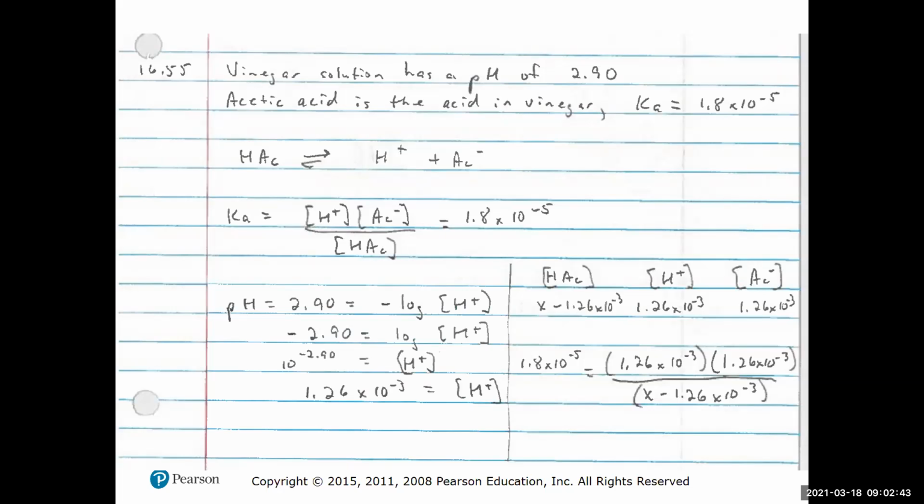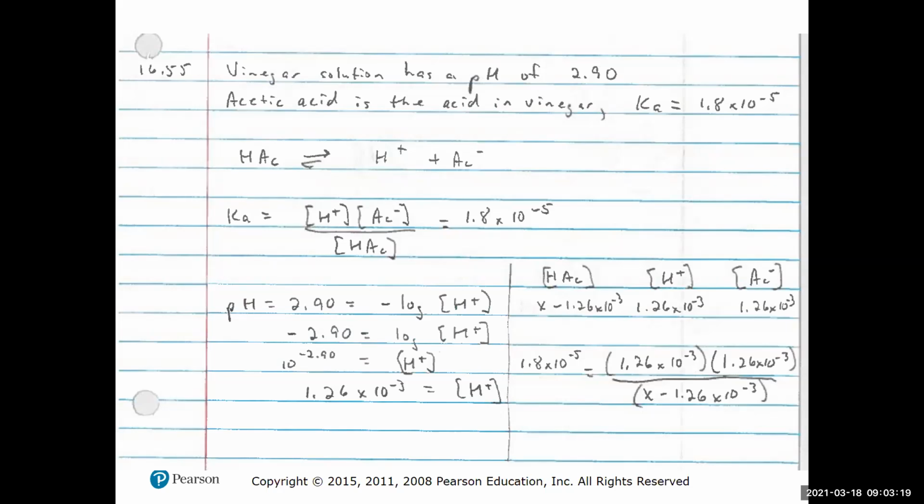We know from our reaction that the proton and the acetate are both X, so they're going to be the same. So the acetate ion concentration is 1.26 times 10 to the minus 3. And if we started with some amount of acetic acid to begin with, we've lost 1.26 times 10 to the minus 3 of that. So we would say that's X minus 1.26 times 10 to the minus 3.